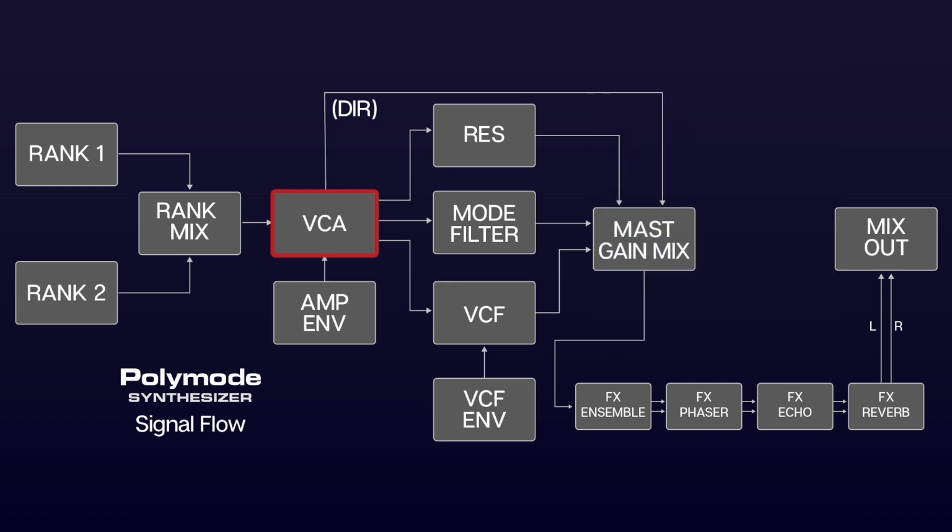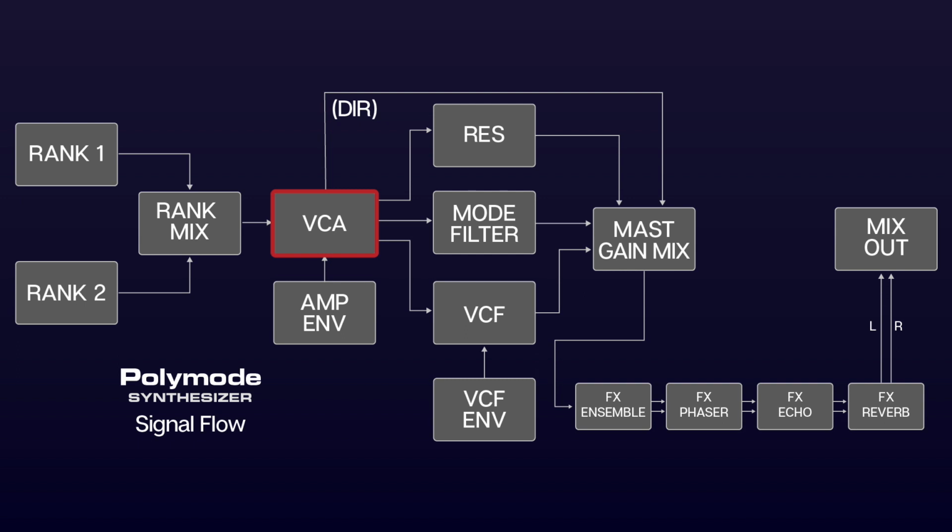From the VCA, the signal gets split and is sent to the Resonator section, the preset mode filters, the single voltage controlled filter, and it also bypasses the filters altogether up here and feeds the master gain mixer along with the filters. And as you can see, unlike most analog synths, the VCA is positioned before the filters.